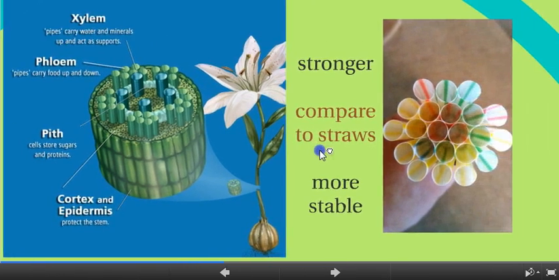Besides providing a plumbing system for the plant per se, this vascular tissue also makes the plant stronger and more stable. Think of a bundle of straws compared to a single straw. The bundle of straws is going to be stronger and more stable.